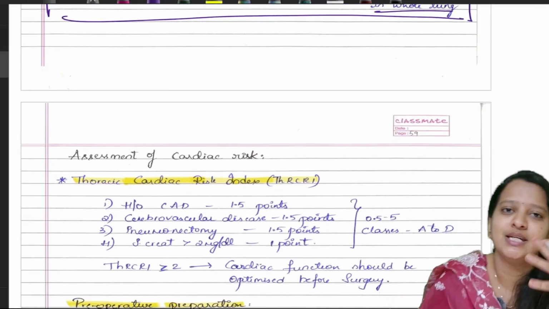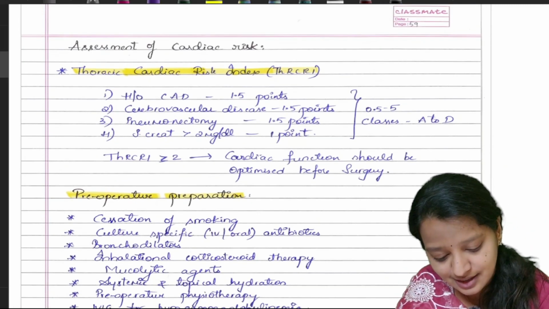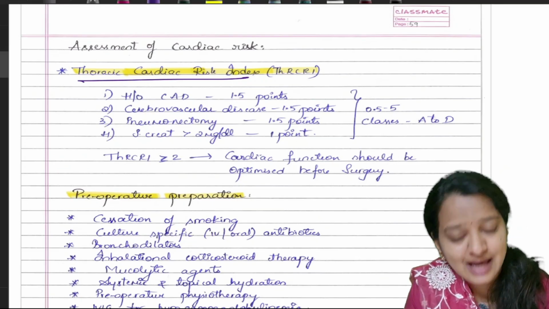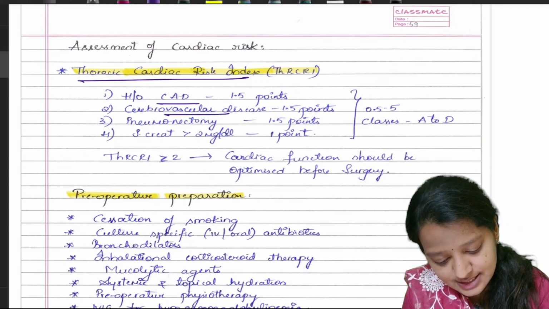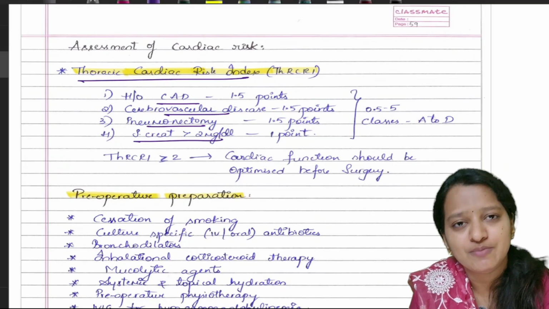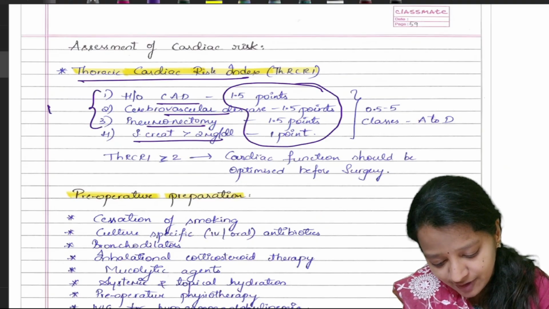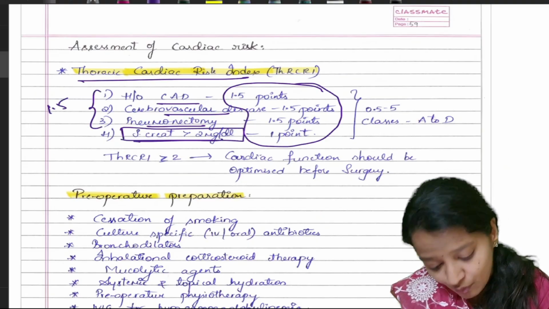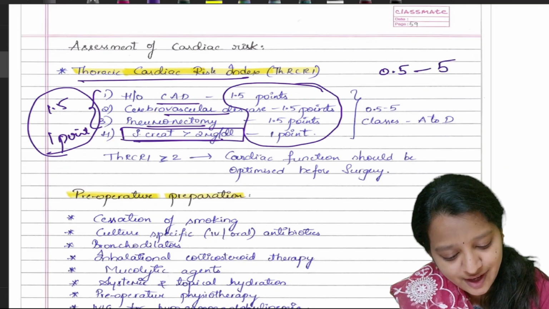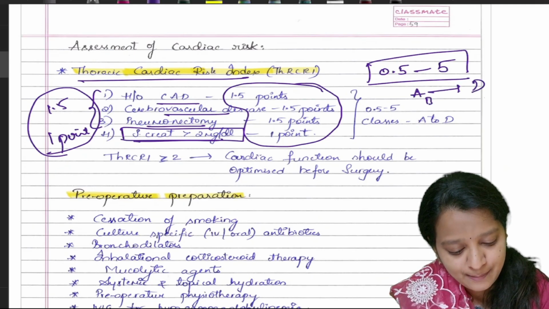Till now we have seen lungs and combined cardiopulmonary reserve. Coming to the actual assessment of cardiac risk, there is an index called the thoracic cardiac risk index. There are certain points here: if the patient has any history of CAD or cerebrovascular disease, if the case is being posted for pneumonectomy, and if the serum creatinine is greater than 2 mg per dl. Each will have certain points. The above three are 1.5 points each, and the serum creatinine point is 1 point. That means the overall score will vary between 0.5 and 5. And this is graded again into classes A to D, that means A, B, C, D.